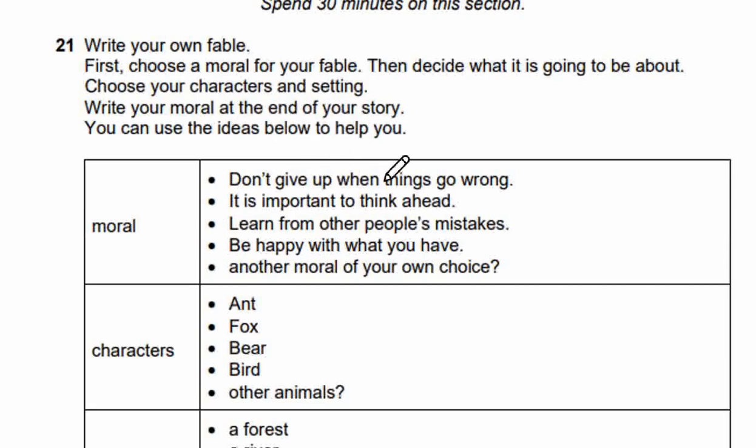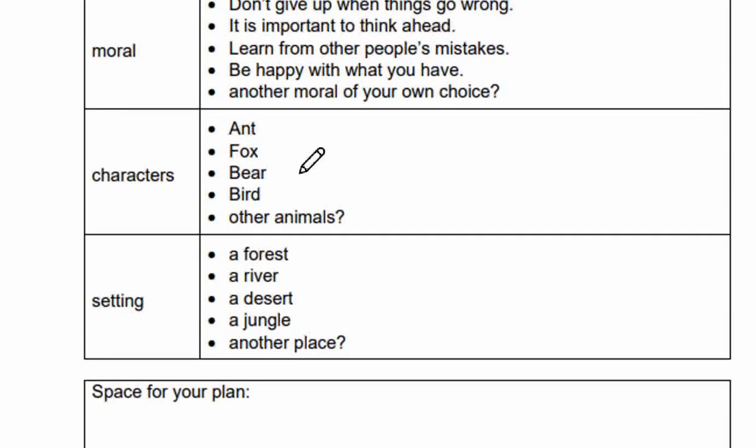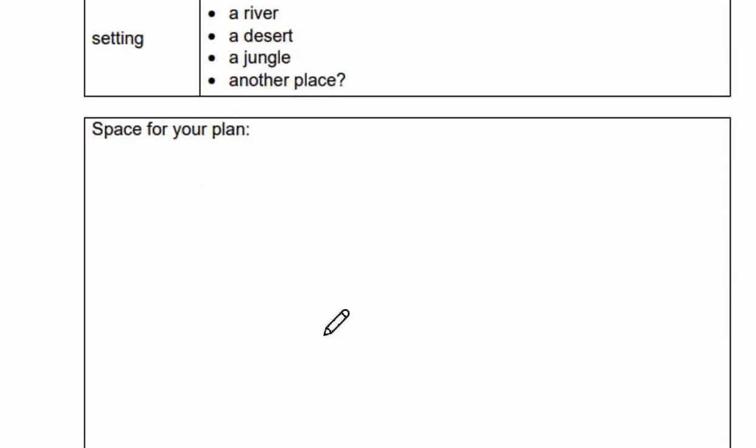Moral: don't give up when things go wrong. It is important to think ahead. Learn from other people's mistakes. Be happy with what you have, or another moral of your own choice. Characters can be ant, fox, bear, bird, other animals, and setting can be in a forest, river, desert, jungle, or another place. This is the space for your plan, and this is the slot for your answer. It will be 2 pages.